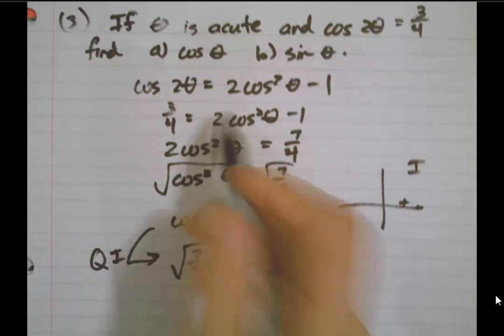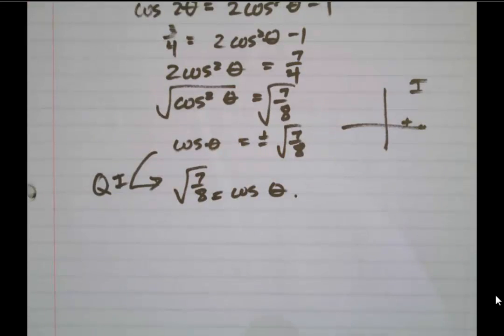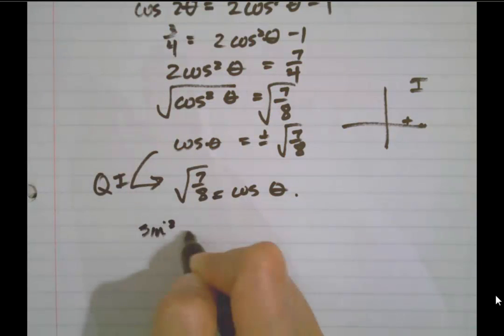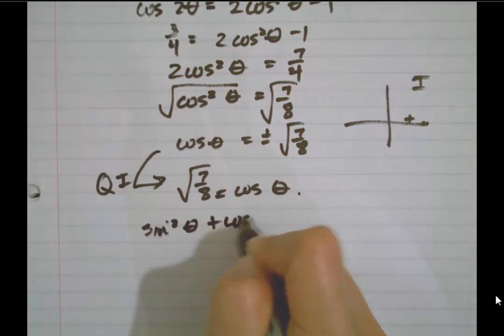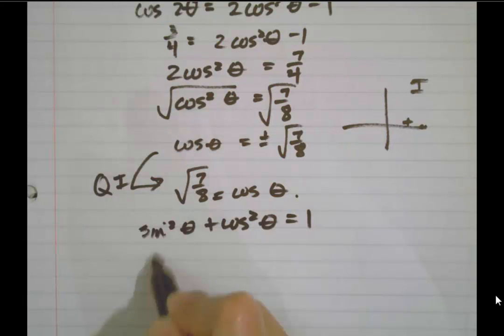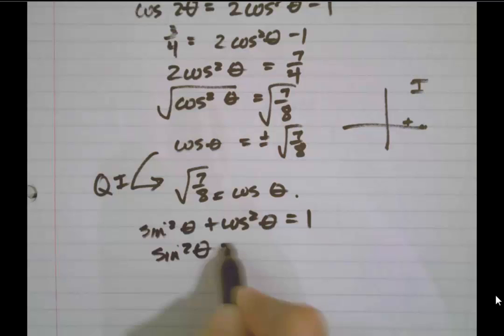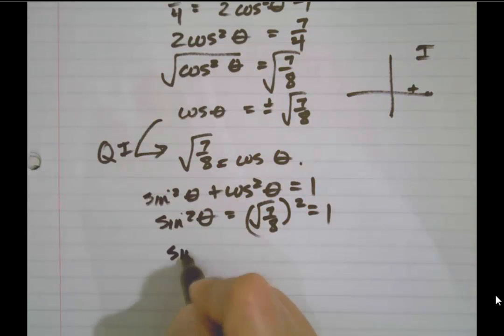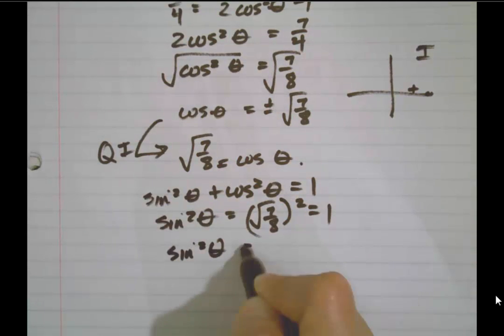Now part B, we want to find sine theta. So how do we find sine theta if we're given cosine theta? Well, we can use our Pythagorean theorem where we have sine squared theta plus cosine squared theta equals 1. So I'm going to go ahead and substitute in cosine squared theta. Square root of 7/8 squared equals 1. And then we just start simplifying.